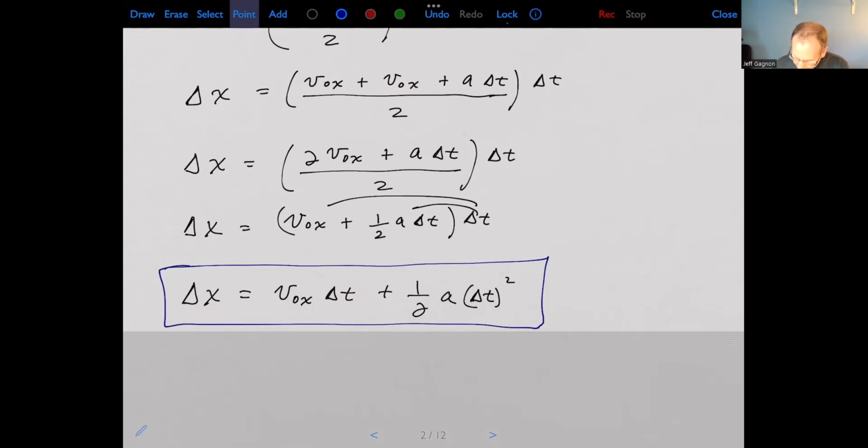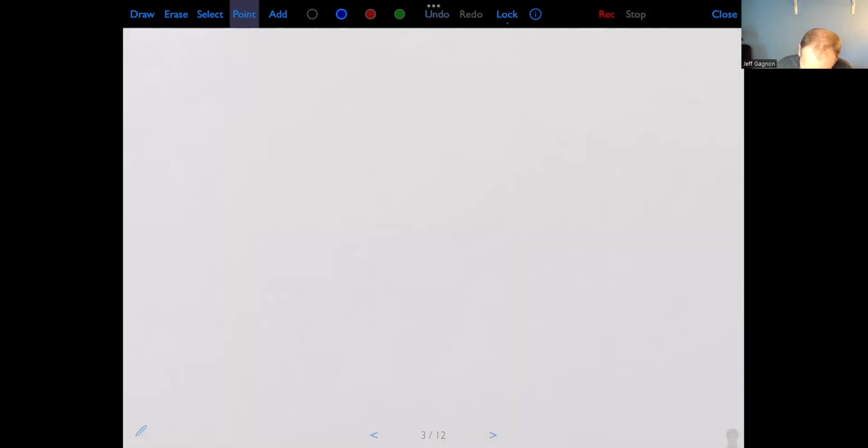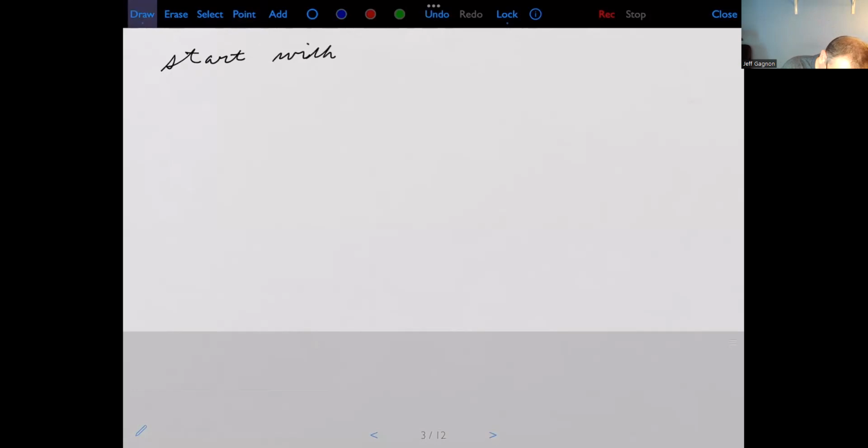Okay, there's one more equation that we use all the time. And I'll give you guys a sheet later that summarizes all these equations. So now I want to start with v_x equals v naught x plus a delta t. So I'll start with that equation, the first one that we derived. And I'm going to solve for delta t.